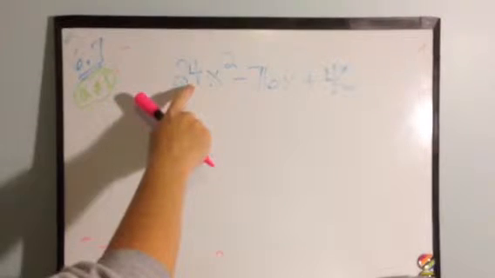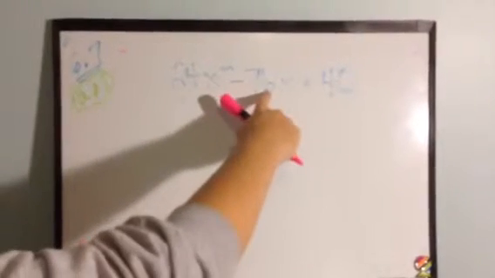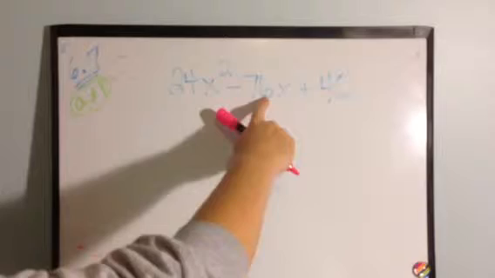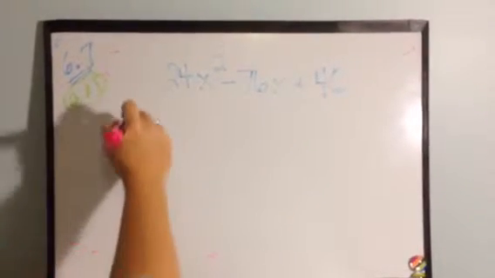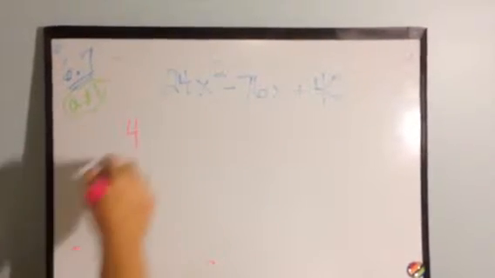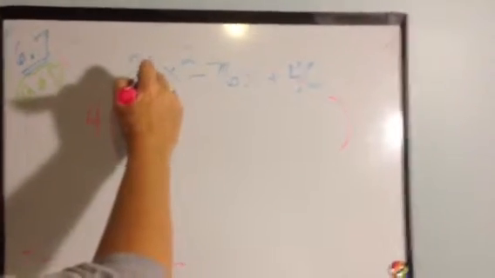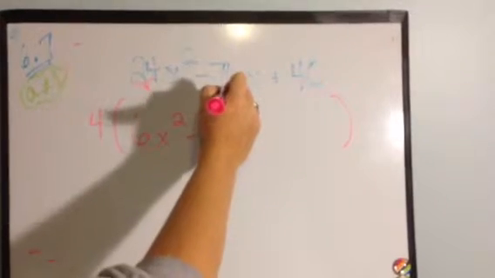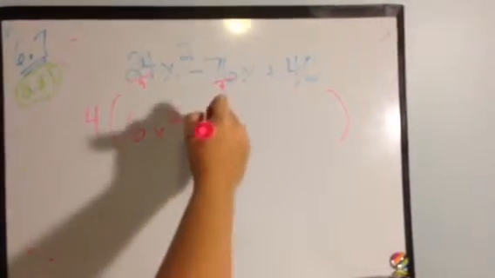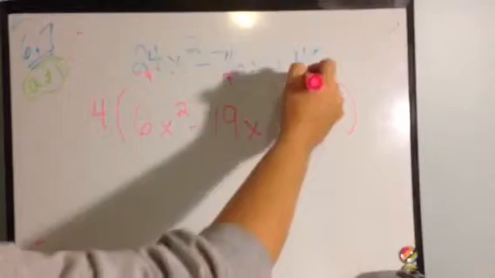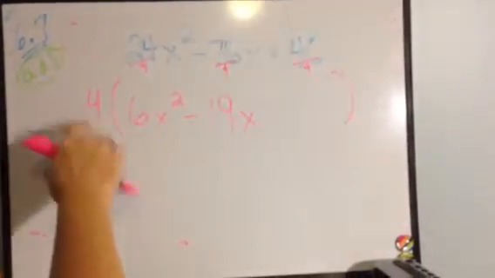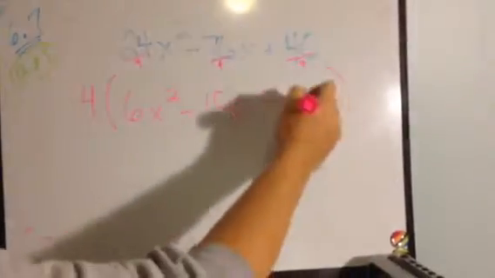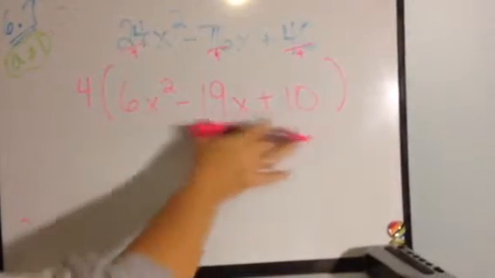So yeah, I can pull out something even. I know there's a factor of 4. 4 goes into 76, and 4 goes into 40. So I'm going to let 4 be my greatest common factor. I'm going to factor a 4 out of this whole big trinomial so that I have smaller numbers to work with. 24 divided by 4 gives me 6x squared, minus 76 divided by 4 gives me 19x, and 40 divided by 4 gives me a plus 10. Much easier to play with now.